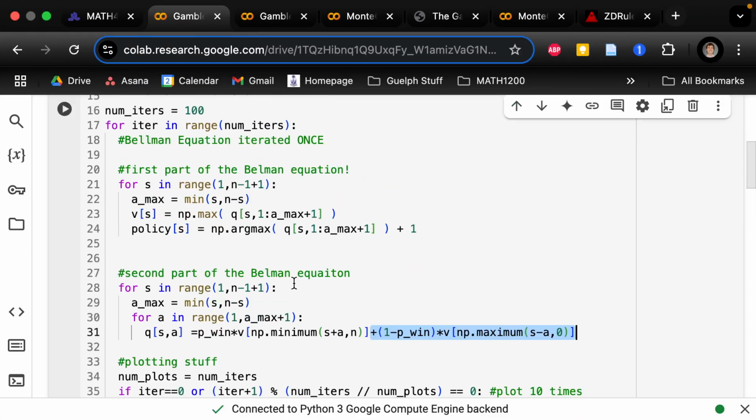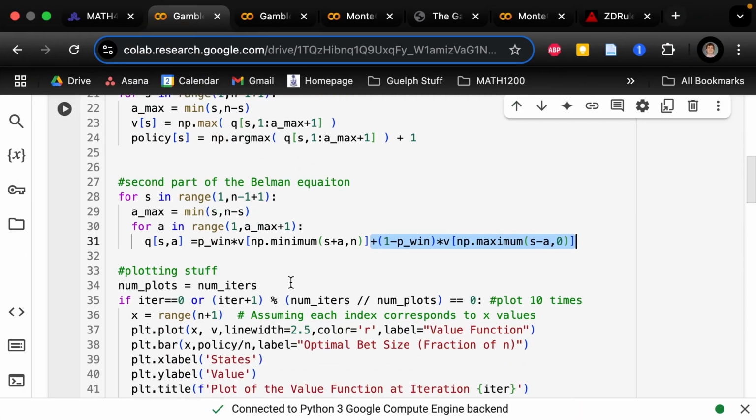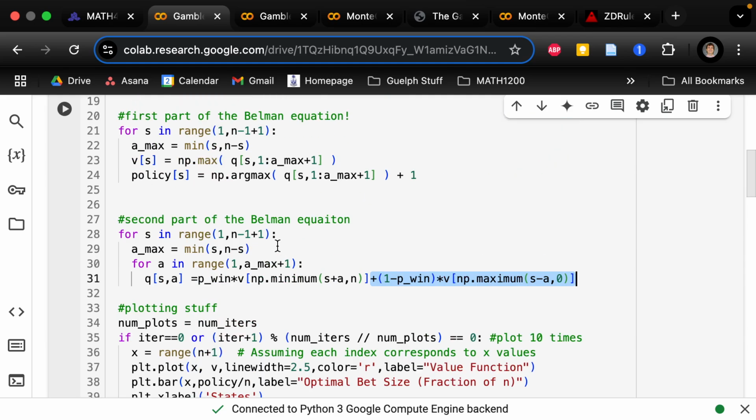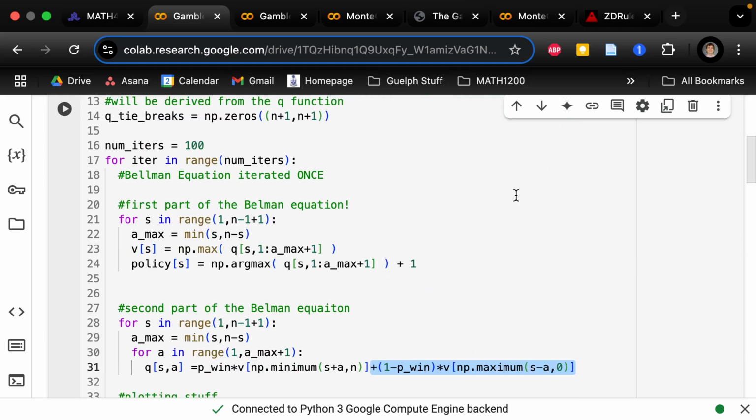Gambler's problem with for loops. Okay, great. And then the rest of it just plots, these little plots that we've already seen. But that works perfectly well. Any questions or comments about this code?